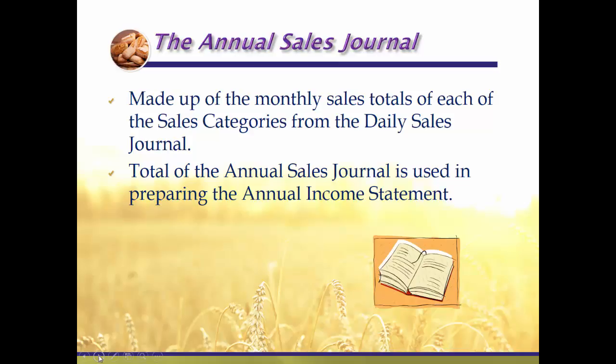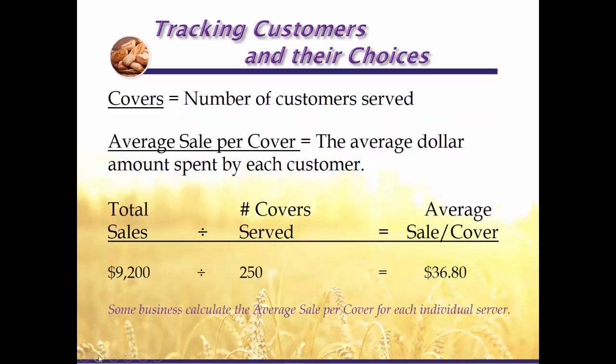The annual sales journal is made up of the monthly sales totals for each of the sales categories from the daily sales journal. So the total of the annual sales journal is used in preparing the annual income statement. When we refer to covers, we're talking about the number of customers served. The average sale per customer is the average dollar amount spent by each customer. Our total sales divided by the number of covers served gives us our average sale per customer. So when we say we made $9,200 in one day, we divided that by the 250 customers we served, which gave us a check average of $36.80.